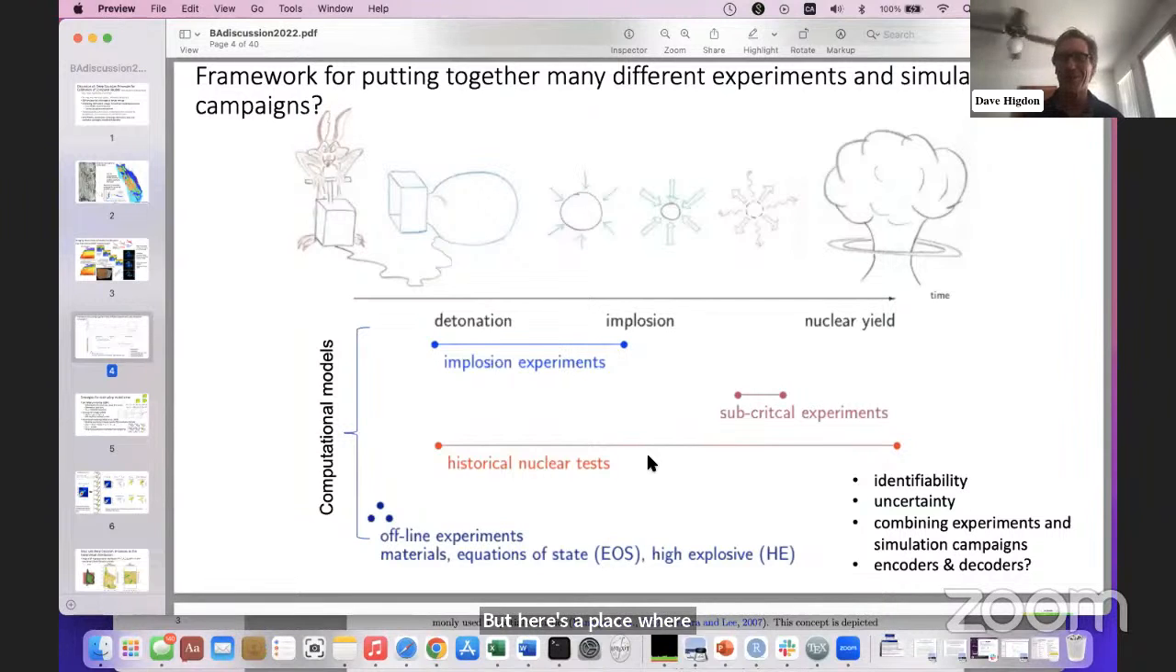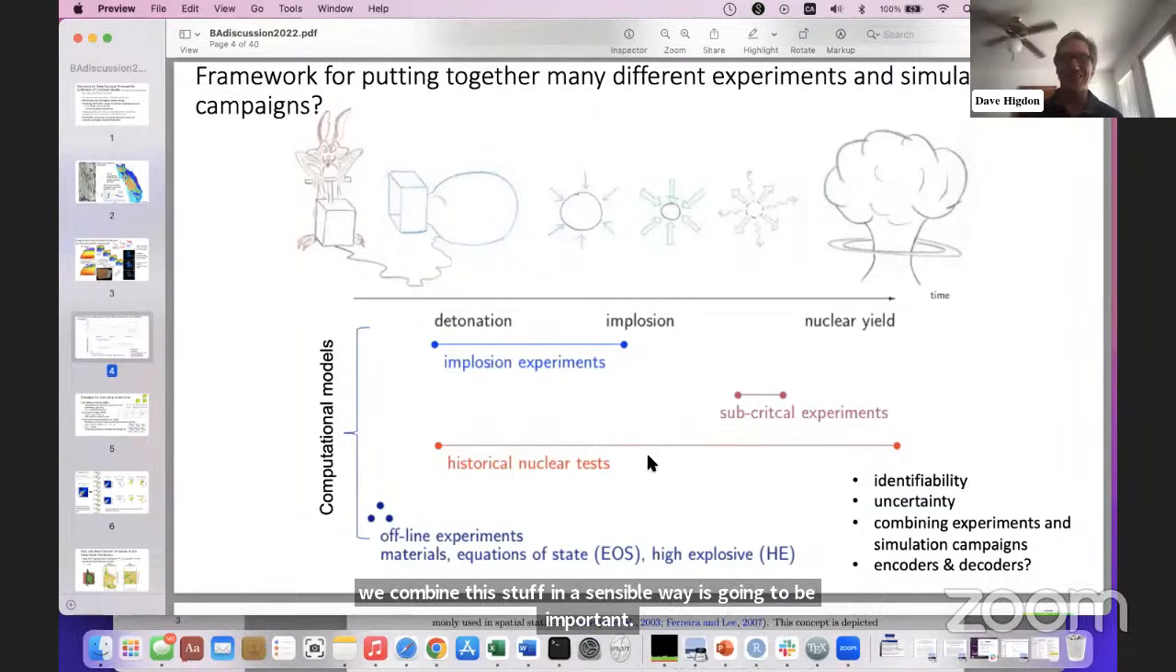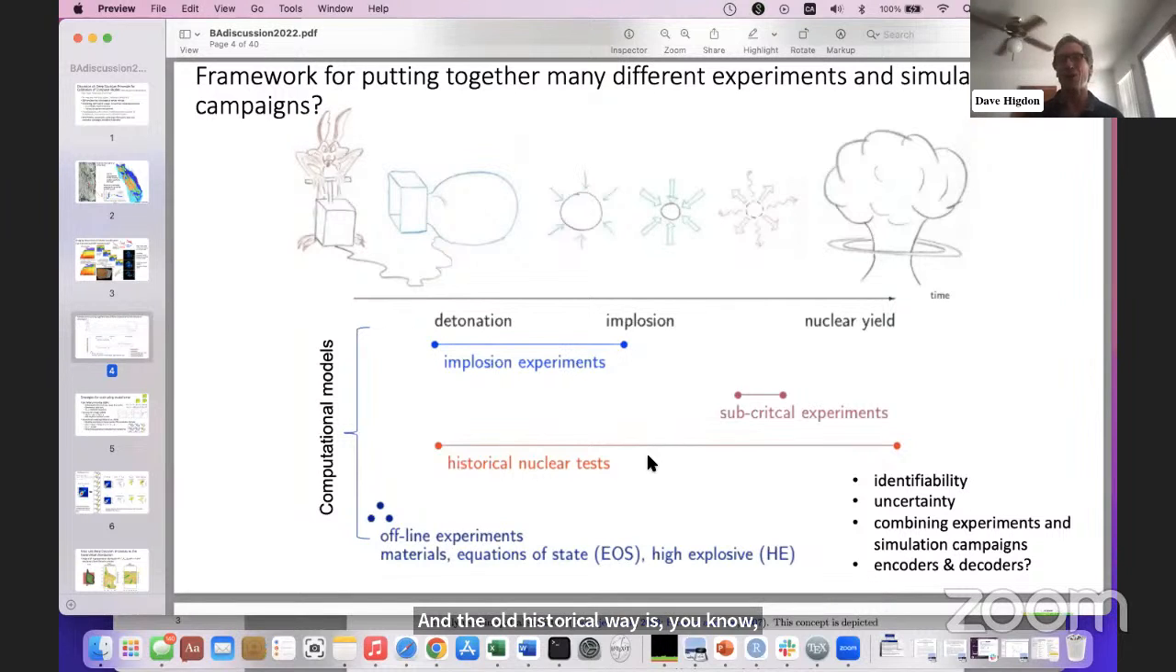going to be important. And the old historical way is something like, oh, let's just product up the likelihoods and see what happens. And in those settings, the problem is non-identifiability or too little uncertainty. We always have too little. There's never enough uncertainty to go around when you're putting these things together.